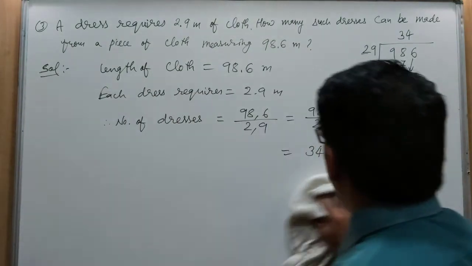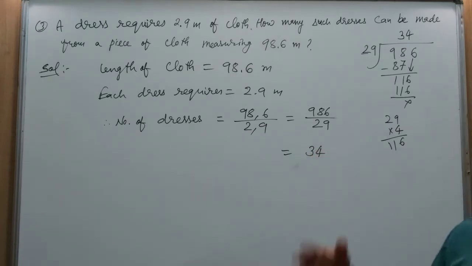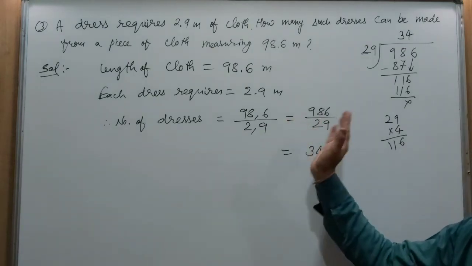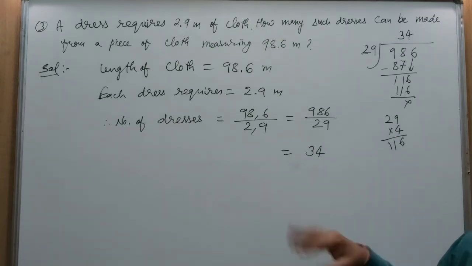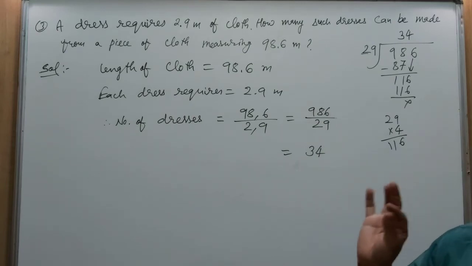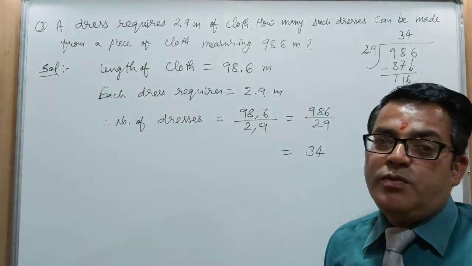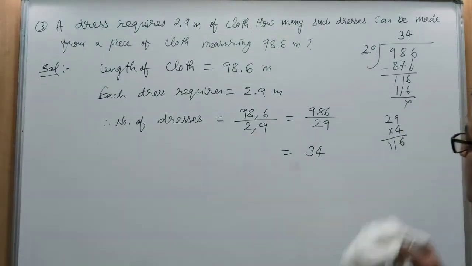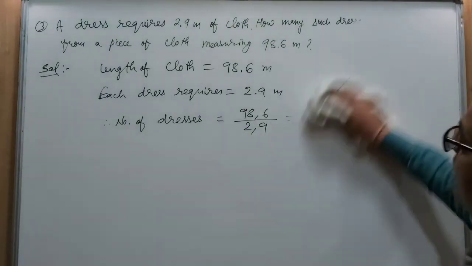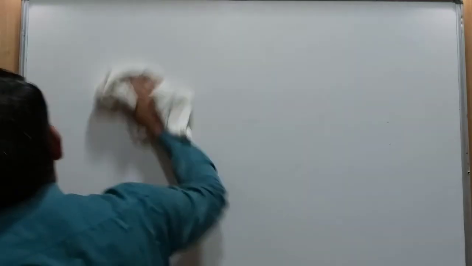So what we learn here from this question: if after the decimal point the same places are there, we can remove their decimal point without multiplication like this. But the very important thing is, after the decimal point the same number of places should be there. This is very important. Now one more question I am taking here. One more word problem.